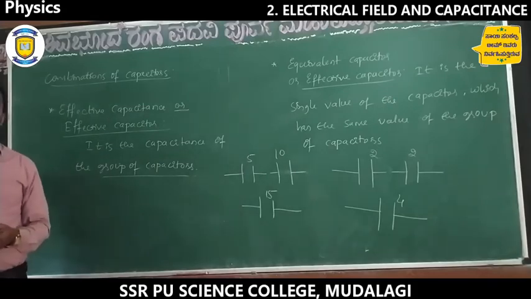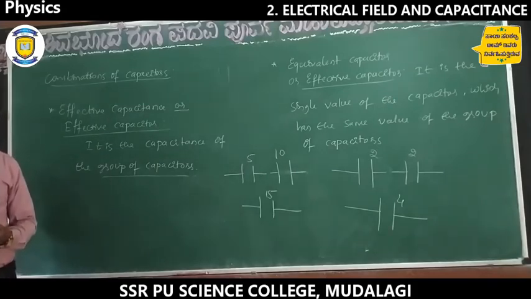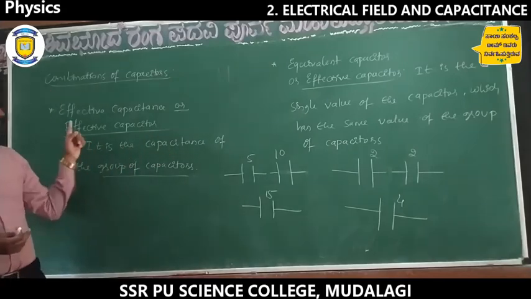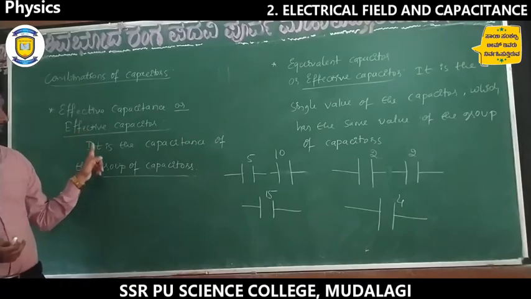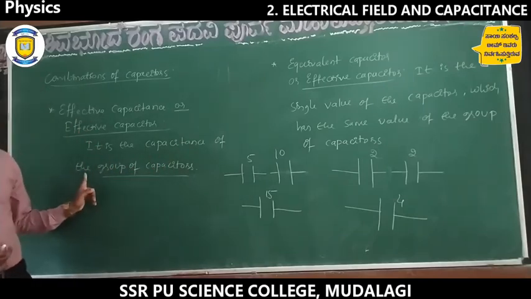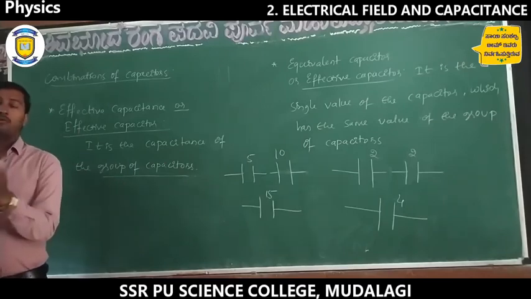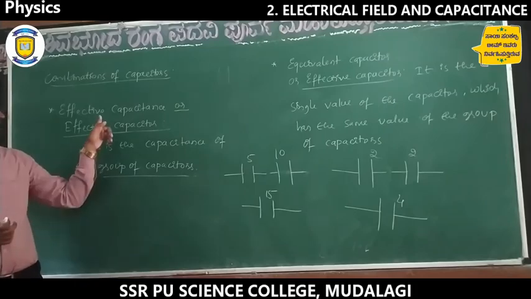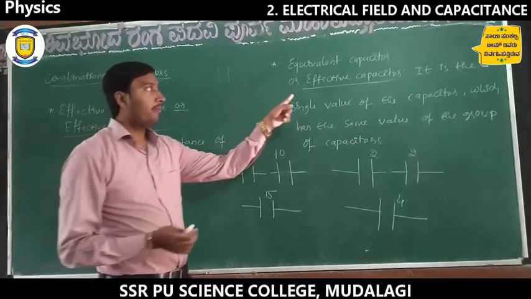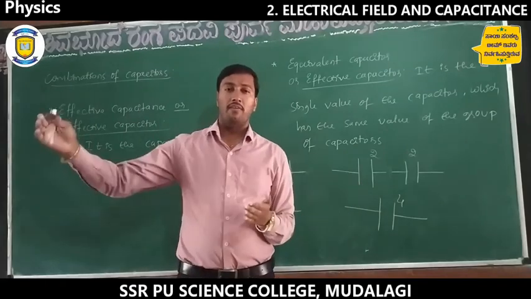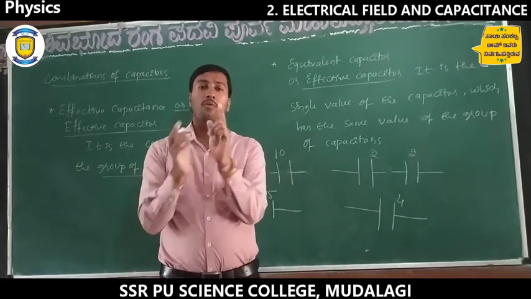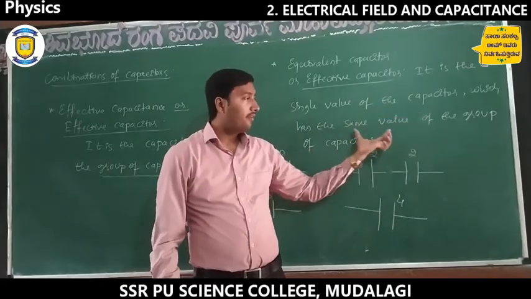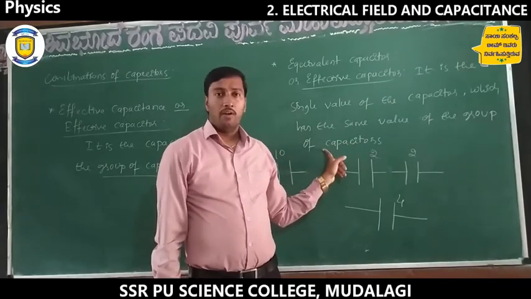They are used while deriving the capacitors in series and capacitors in parallel. What is effective capacitance or effective capacitor? It is the capacitance of the group of capacitors: for the total capacitance in a group, we take just one single value. In an equivalent capacitor, we take two or more capacitors and combine them into one capacitor with a single value. It is a single value of capacitor which has the same value as the group of capacitors.